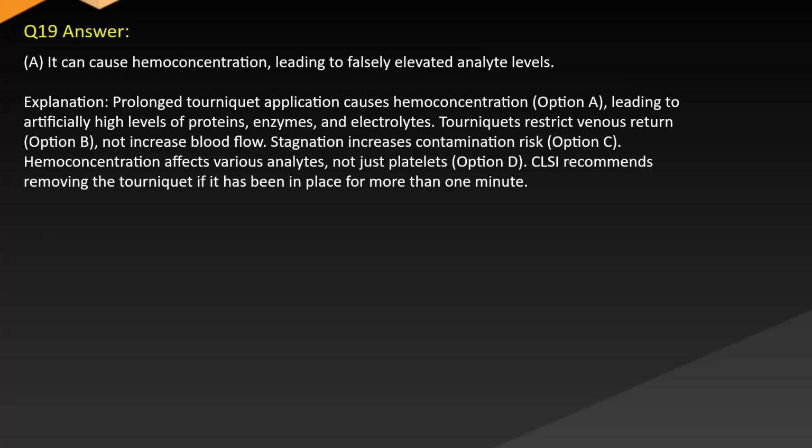Answer A. It can cause hemoconcentration, leading to falsely elevated analyte levels. Explanation: prolonged tourniquet application causes hemoconcentration, option A, leading to artificially high levels of proteins, enzymes, and electrolytes. Tourniquets restrict venous return, option B, not increase blood flow. Stagnation increases contamination risk, option C. Hemoconcentration affects various analytes, not just platelets. The CLSI recommends removing the tourniquet if it has been in place for more than 1 minute.